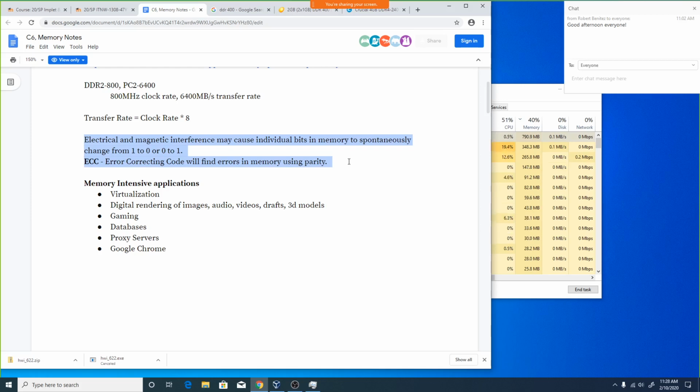Not on purpose, obviously. Maybe the software wrote it incorrectly to memory. Maybe the memory is not seated correctly. Maybe you punted your computer, right? You're shifting your chair and you accidentally kick your computer on the floor or something like that. Any of those bits, if they flip, can cause system issues.